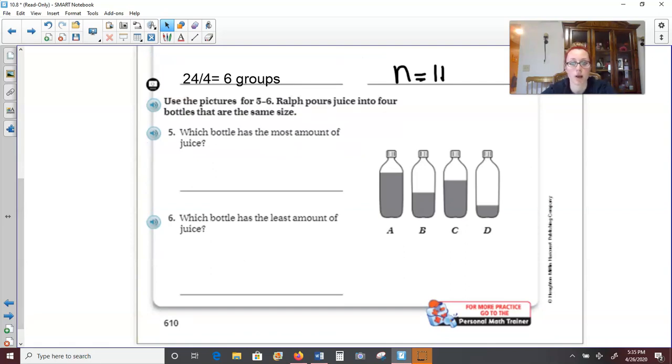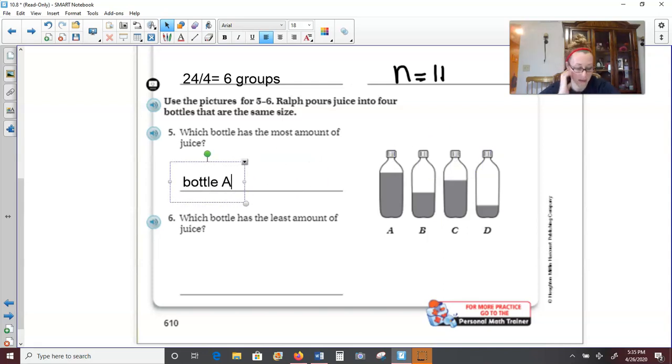Which bottle has the most amount of juice? So when we're talking about metric capacity, remember we learned about liters in lesson 7. So which one has the most amount of juice? So which container seems to be the most full? I'm saying bottle, whoop, way over here. Bottle A. And which bottle has the least amount of juice?